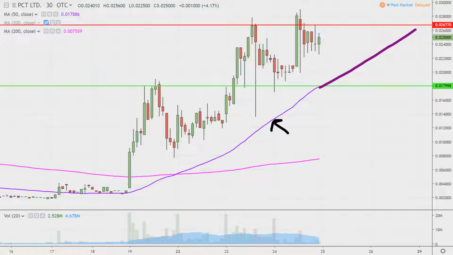So yes, 0.027 is certainly confirmed as resistance, but as long as the price continues to build these higher lows, then given enough time, everything else will take care of itself, including breaking levels of resistance. So just continue to focus on those healthy consolidations as it's doing right now, and eventually that break will come.